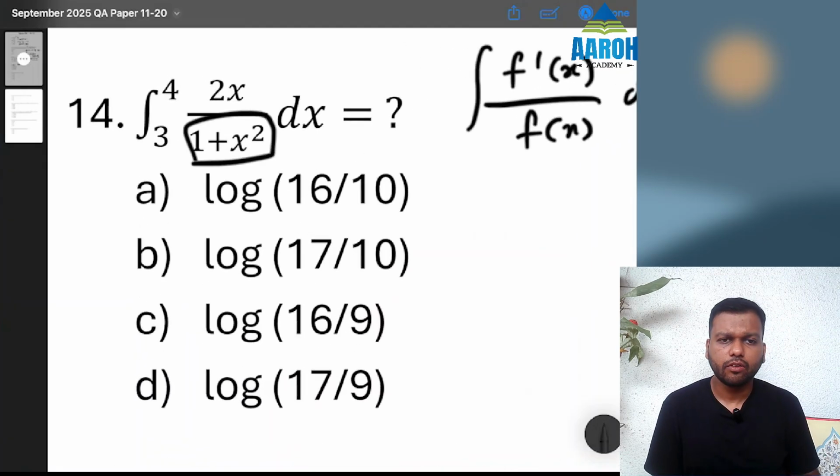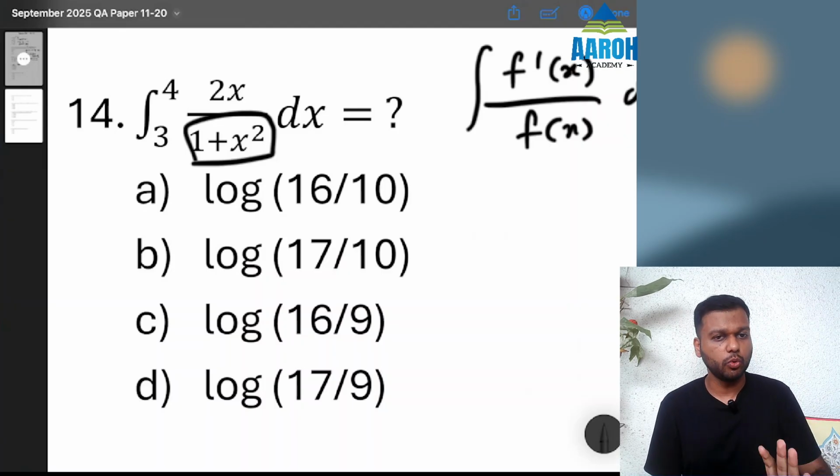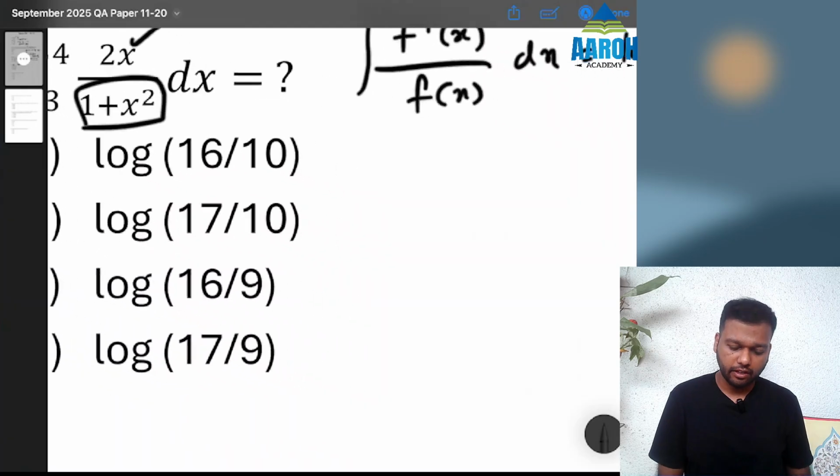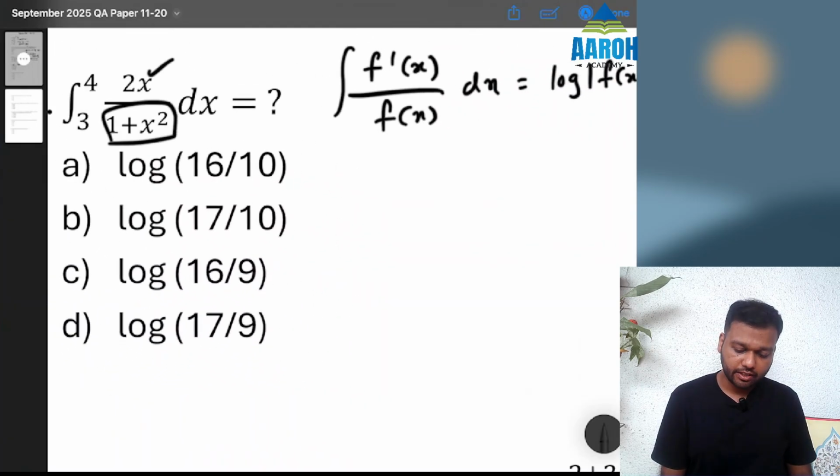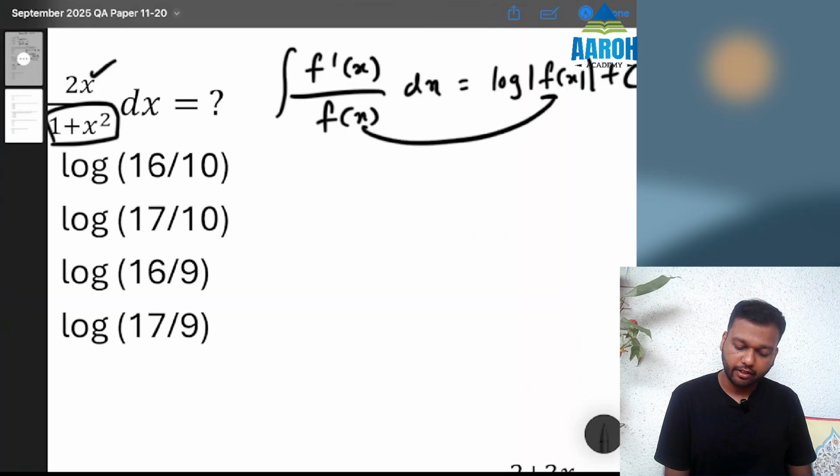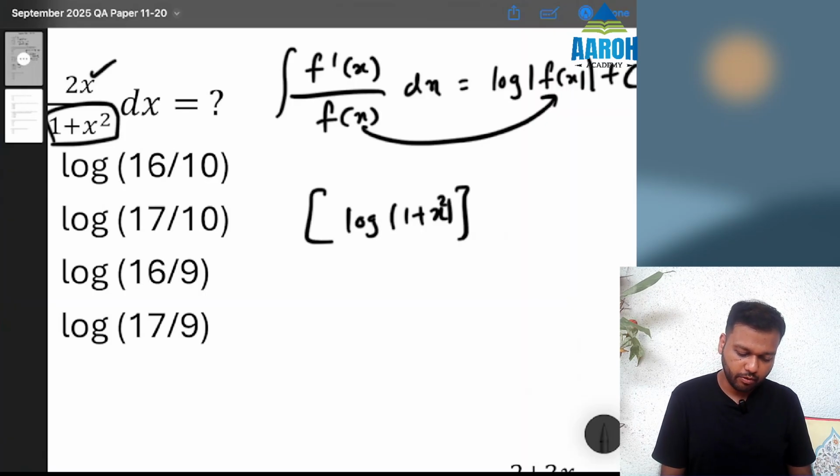So here denominator is 1 plus x square. What is derivative of 1 plus x square? 2x, which is in numerator, right? So the answer will be just log of denominator. That's it. So log of 1 plus x square, and we have to evaluate this from what?